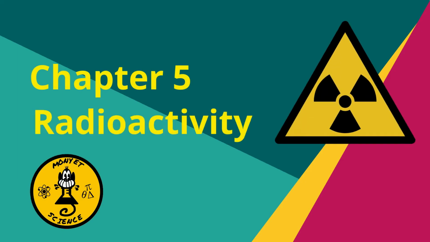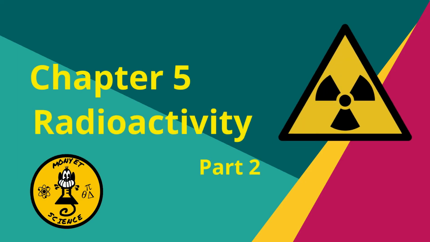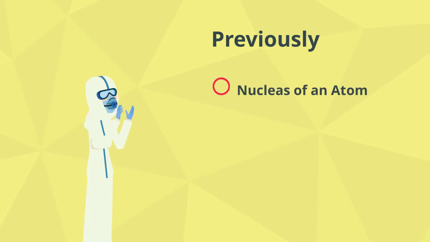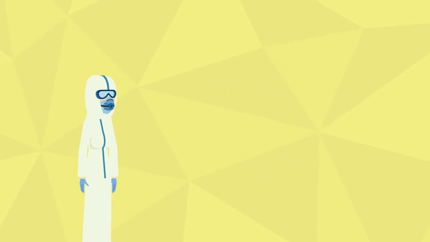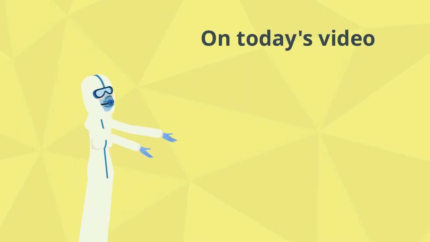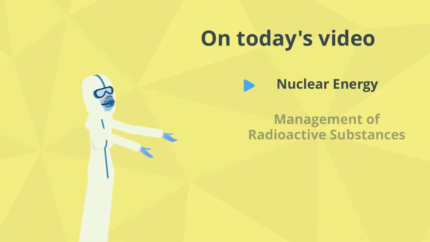Hi, welcome back to part 2 of the video for the final chapter of the Form 5 syllabus. In the previous video, we have covered half of the chapter, which includes the understanding of the nucleus atom, radioactive decay, and radioisotopes. If you haven't watched part 1 or still don't fully understand, please watch the first video, since this video will be continuing on the chapter with nuclear energy, management of radioactive substances, and ending off with a few past year questions.